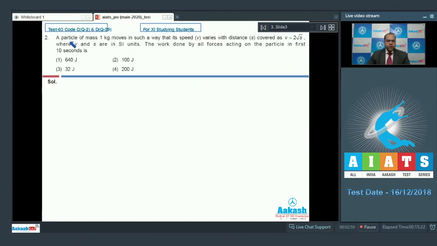In question number 2, a particle of mass 1 kg moves in such a way that its speed v varies with distance s covered as v is equal to 2 times under root s, where v and s are in SI units. The work done by all the forces acting on the particle in the first 10 seconds is, by applying the work energy theorem, the work done by all the forces is equal to kinetic energy final minus kinetic energy initial.